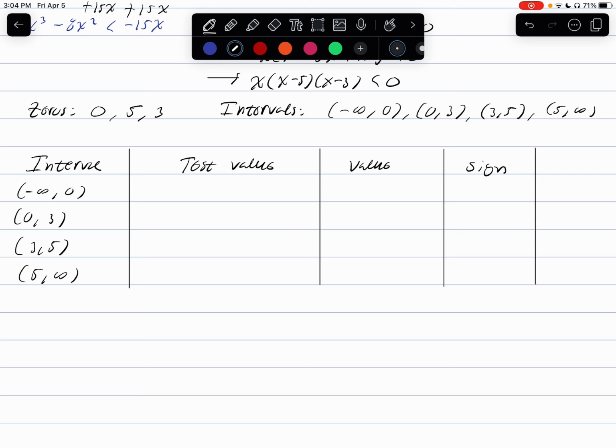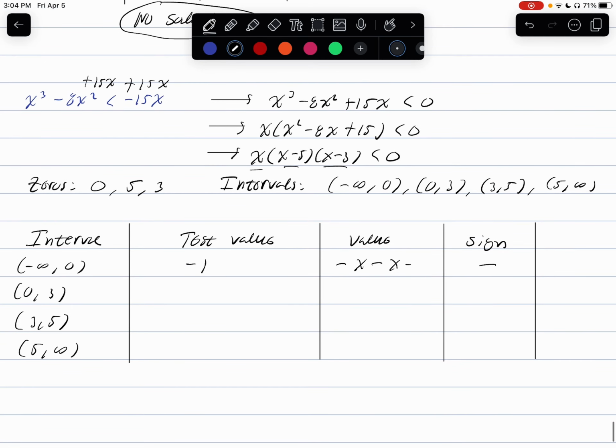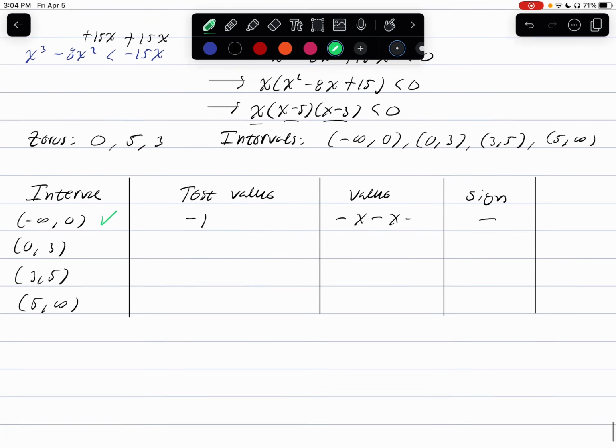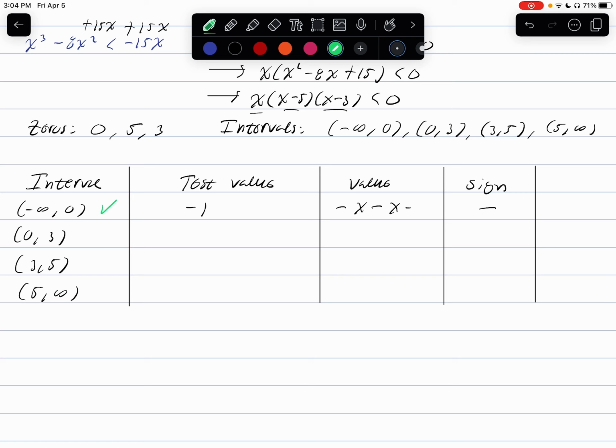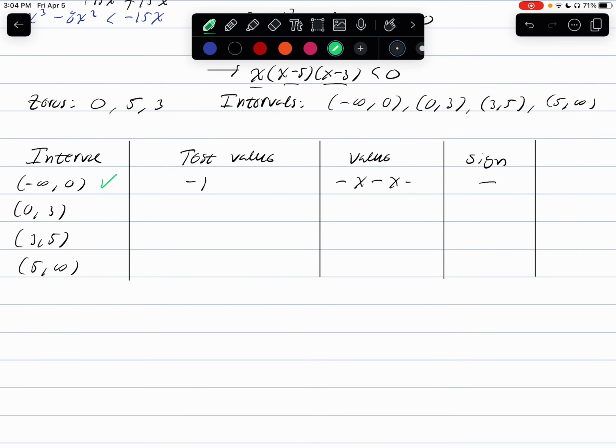Alrighty, so if we pull a value from negative infinity to 0, let's try negative 1. We're going to plug in negative 1 to each of these and see what the product will be. So we'll have negative 1, a negative number, times negative 1 minus 5, which is a negative number, and then negative 1 minus 3, which is a negative number. So a negative times a negative, which is positive, times a negative again, means we're going to have a negative number. We're looking for everything less than 0, so this will be part of our solution.